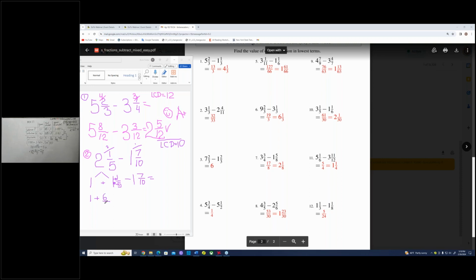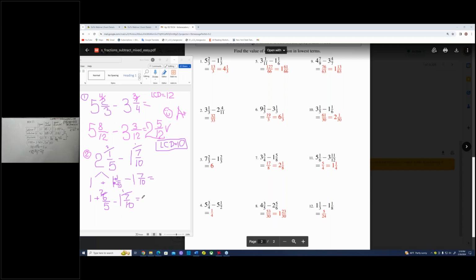What we did, we converted the mixed number to an improper fraction, minus 1 and 7 over 10. After that, I put homes. What are we supposed to put here, Emily? 2, right? And here, we're supposed to put 10. No, LCD is 10. What number is supposed to multiply 10 by to get 10? 1.